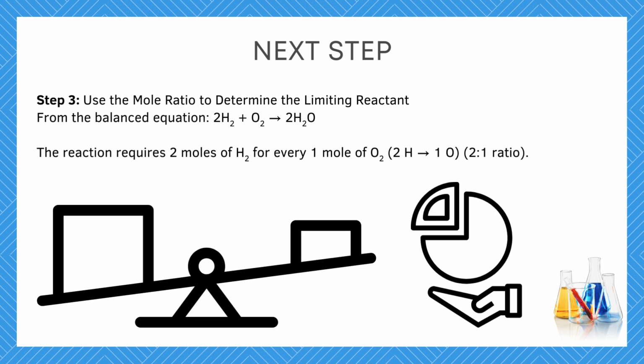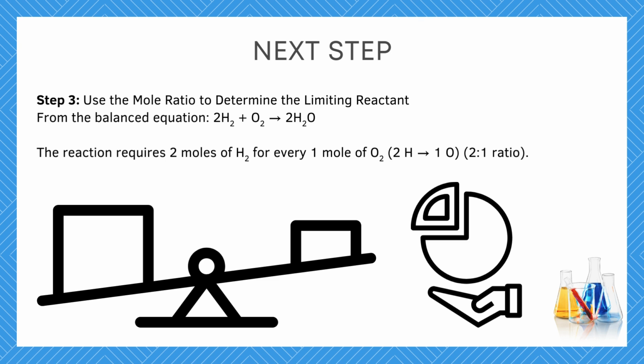What is the next step? Step number 3 says use the mole ratio to determine the limiting reactant. So what is the mole ratio? The mole ratio simply tells us the proportion of the number of moles of reactants that are reacting. What do I mean?